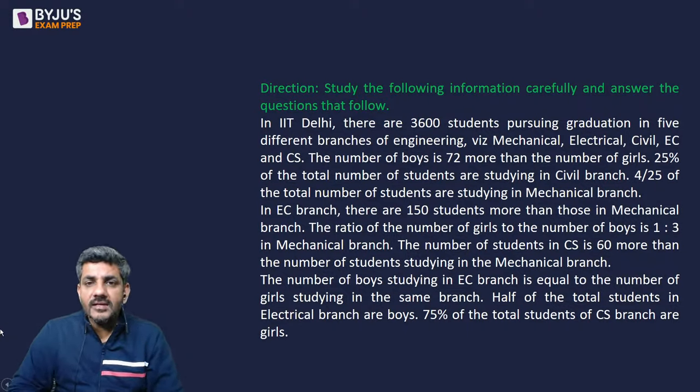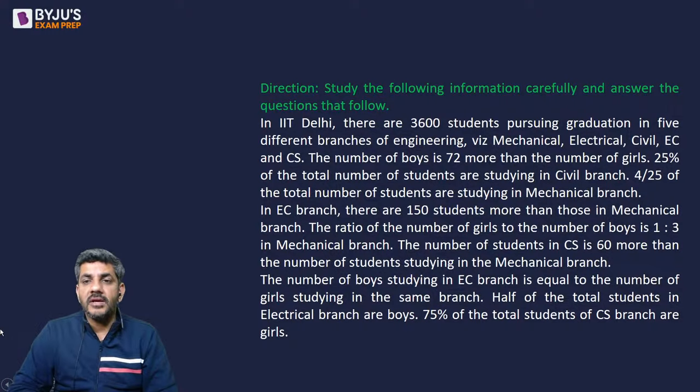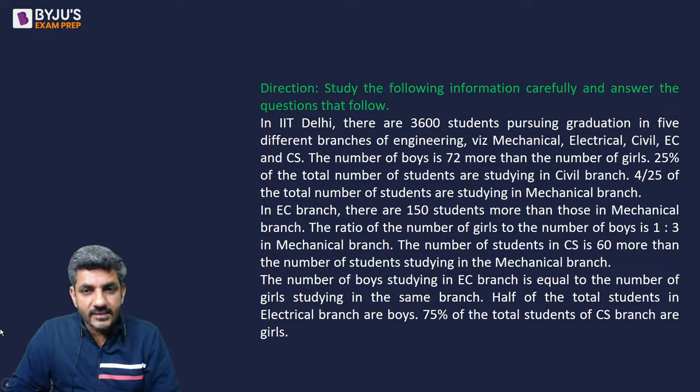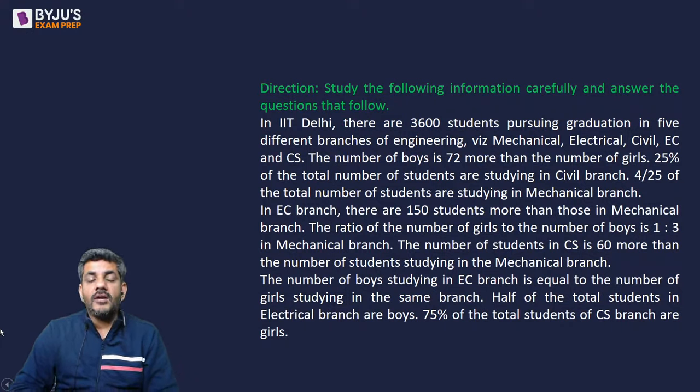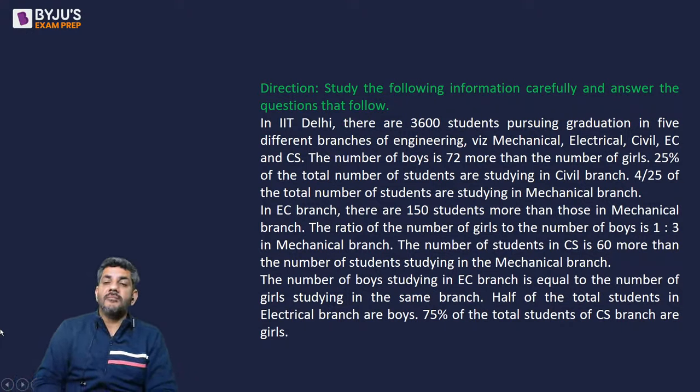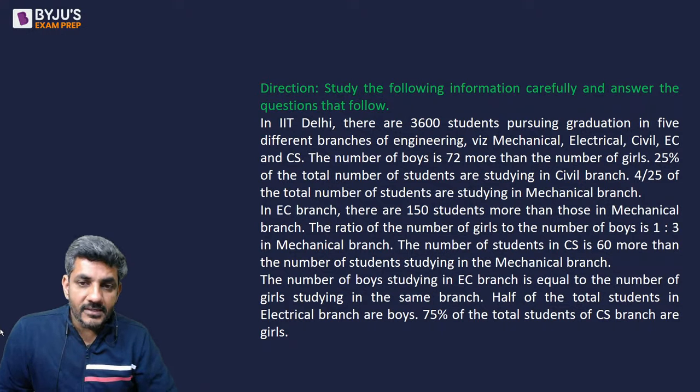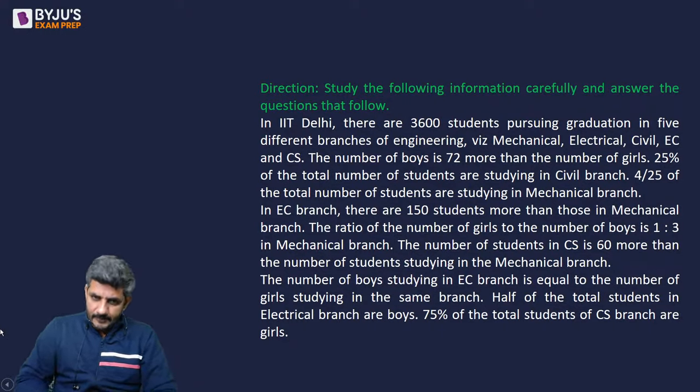In IIT Delhi, there are 3,600 students pursuing graduation in 5 different branches of engineering, that is mechanical, electrical, civil, EC, and CS. The number of boys is 72 more than the number of girls. 25% of the total number of boys are studying in civil branch. 4 by 25 of the total number of students are studying in mechanical branch. In EC branch, there are 150 more students than mechanical.